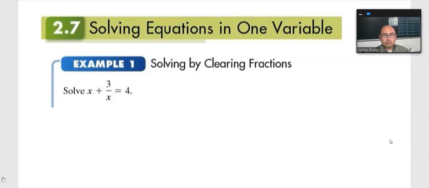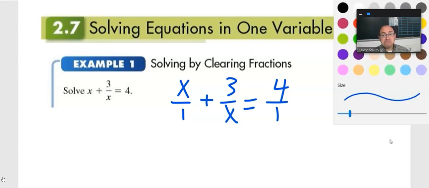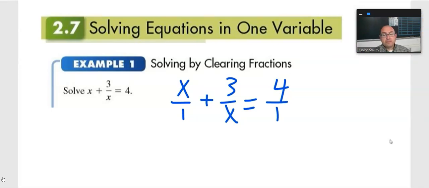A lot of Section 2.7 is Algebra 2. This should be extremely familiar to you. Solving equations in one variable. You've got to be able to get rid of denominators. So you've got to be mindful that what you're looking at is this. We're going to ask questions like, you got to be able to factor your denominators. This one happens to be in factored form.